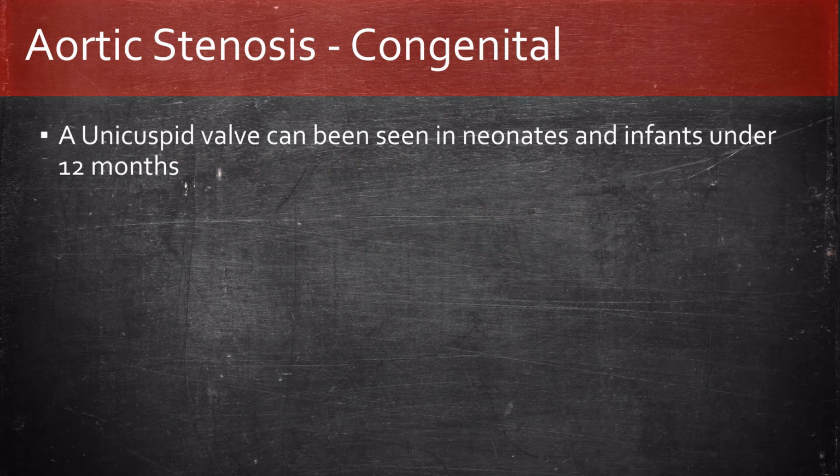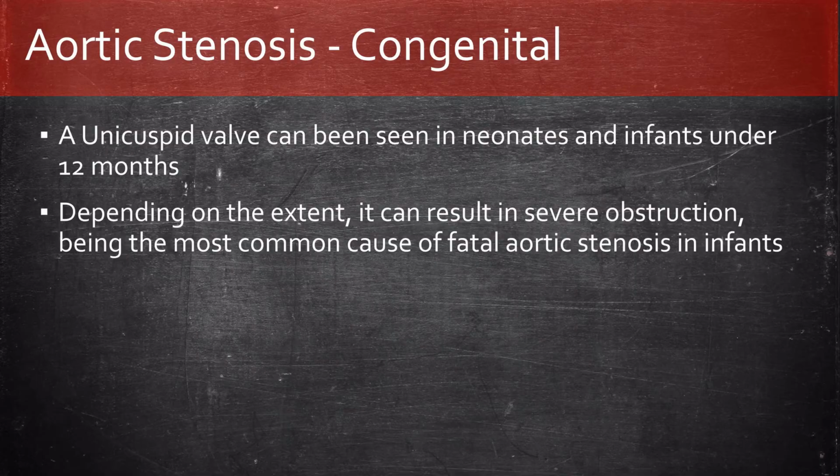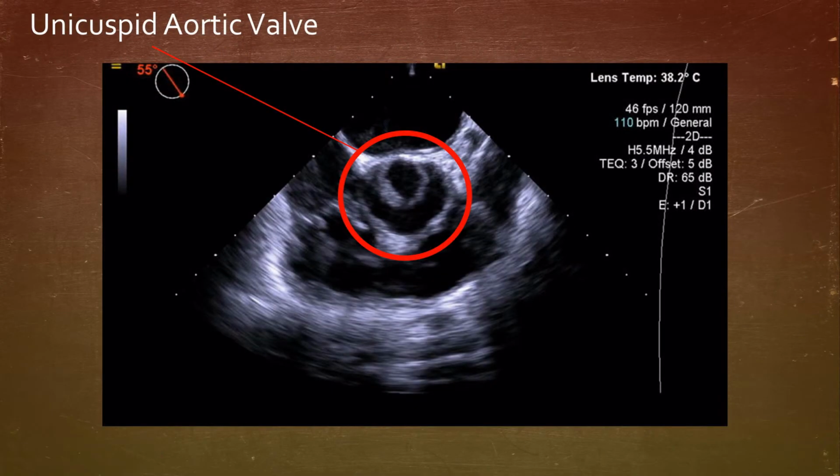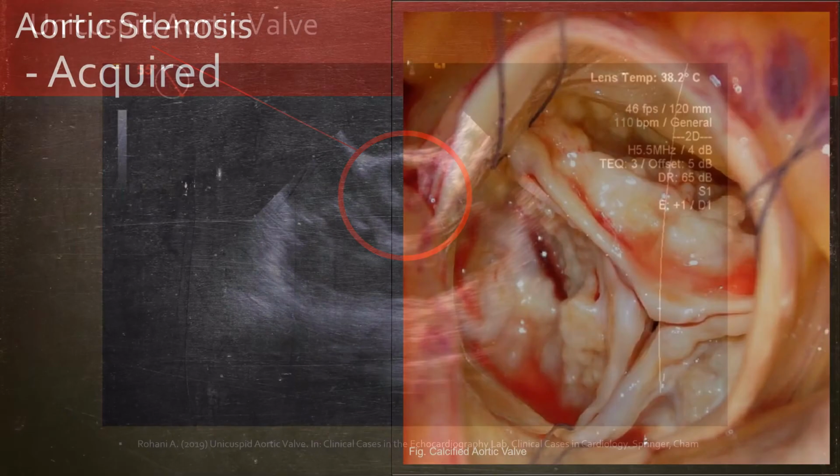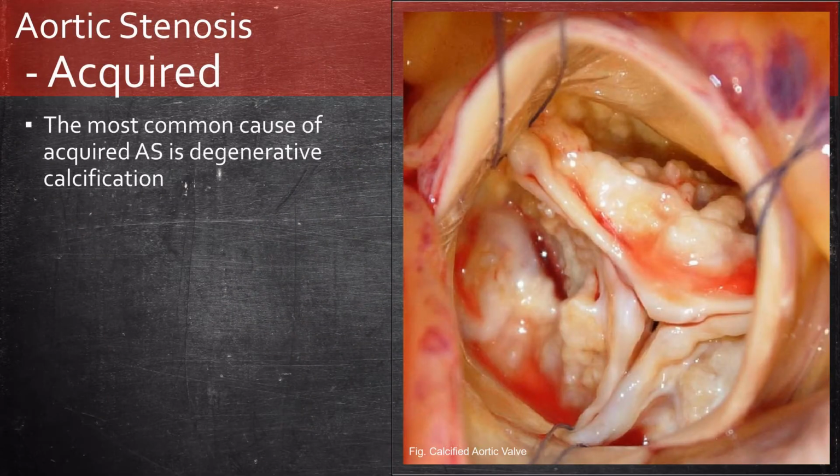Unicuspid valves can also be seen in neonates and infants under 12 months. Depending on the extent, it can result in severe obstruction, being the most common cause of fatal aortic stenosis in infants. So let's now move on to the acquired causes of aortic stenosis. The most common is degenerative calcification, as mentioned before.